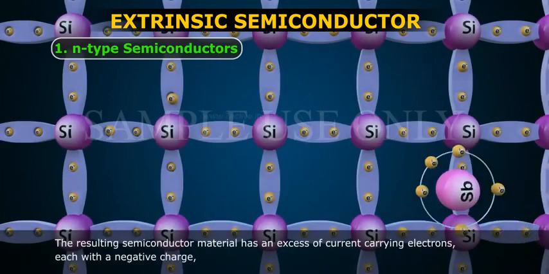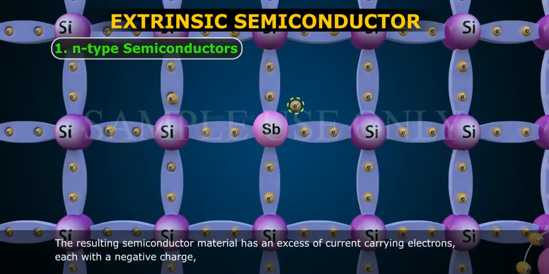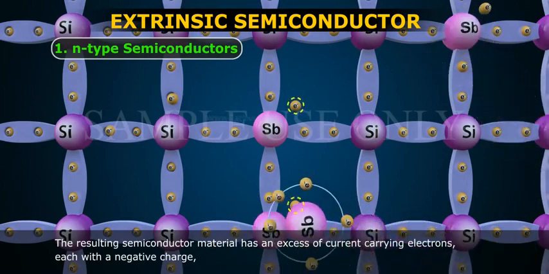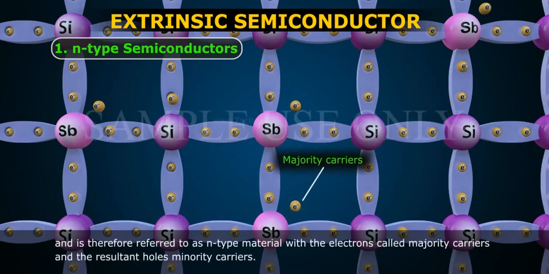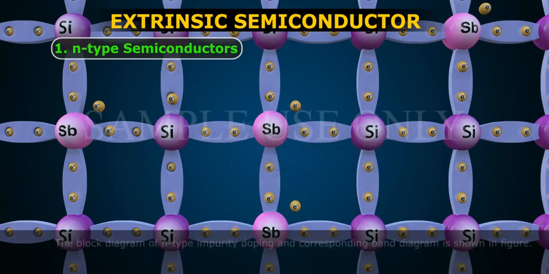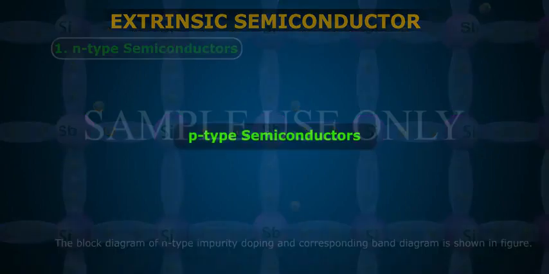The resulting semiconductor material has an excess of current-carrying electrons, each with a negative charge, and is therefore referred to as N-type material, with the electrons called majority carriers and the resultant holes minority carriers. The block diagram of N-type impurity doping and corresponding band diagram is shown in figure 1.